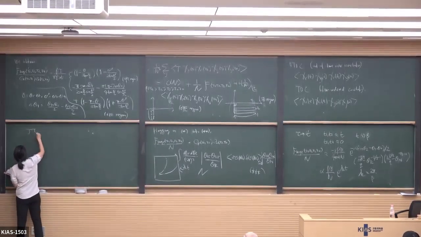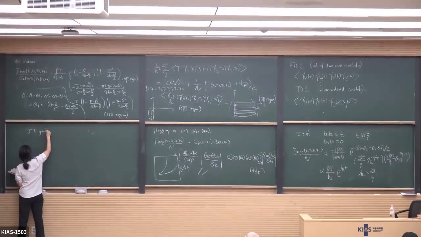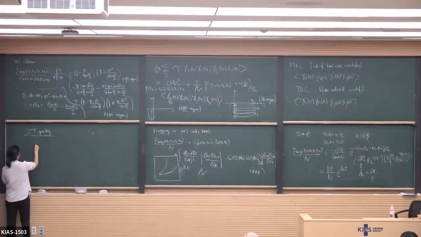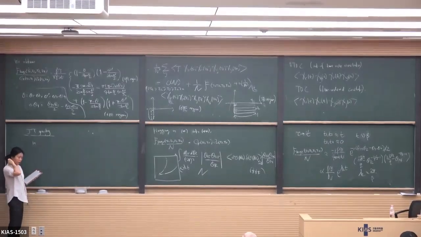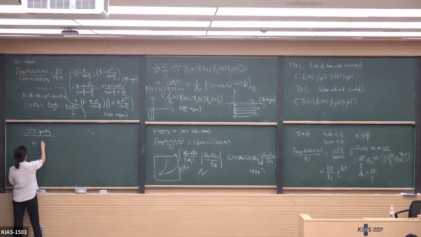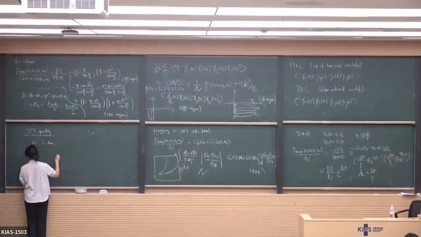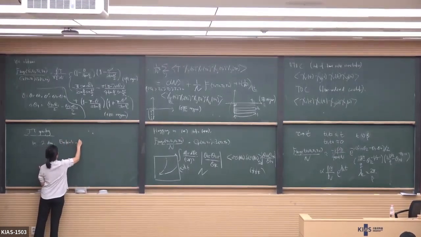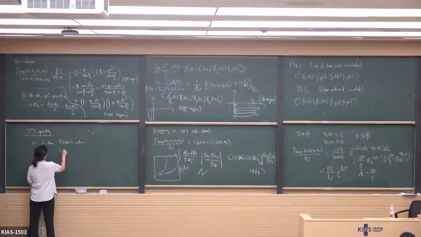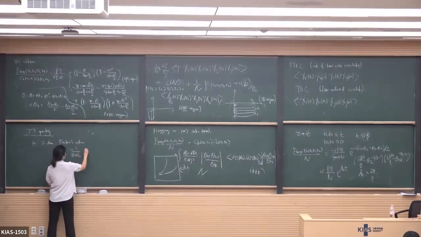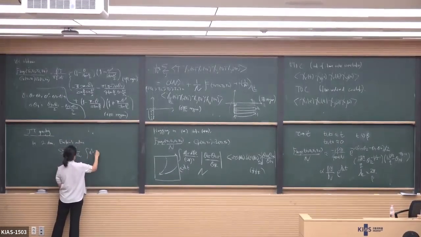JT gravity. Okay, in 2 dimensions, so why JT gravity? Jackiw and Teitelboim first wrote down the action for JT gravity, and their reasoning was as follows. In 2 dimensions, if you just write down Einstein's action, minus 1 over 16 pi G Newton times the integral d squared x square root of g R.